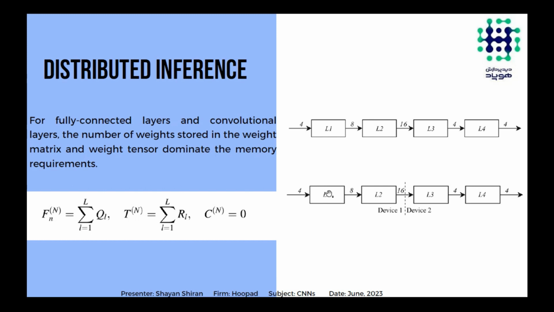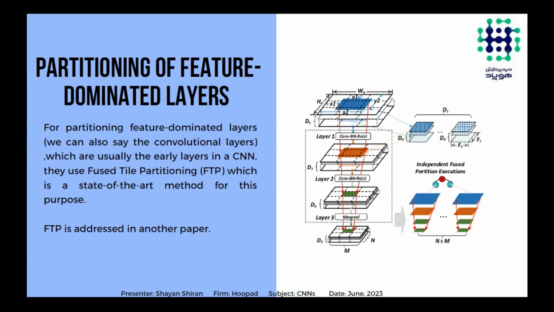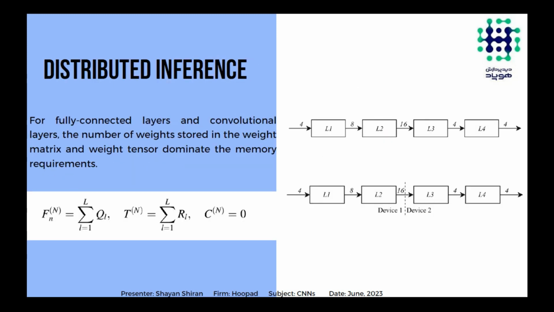Here we have two devices, right? We have two devices, and the communication overhead is 16. You see, because the devices here are in series, there is a partition here. If the partition was, for example, placed here, our communication overhead would have been 4.